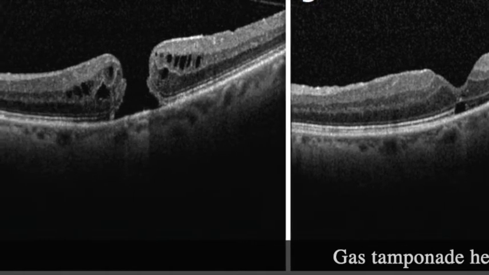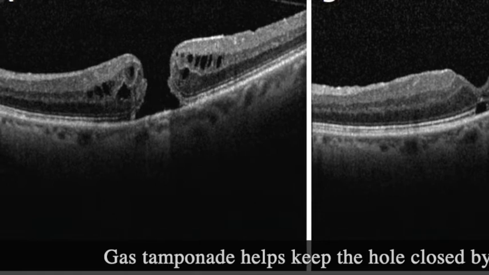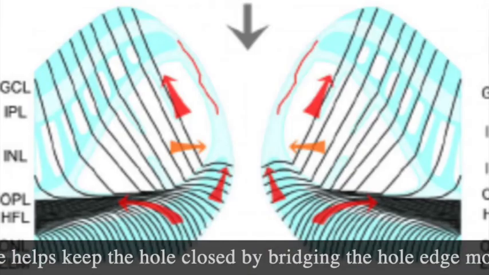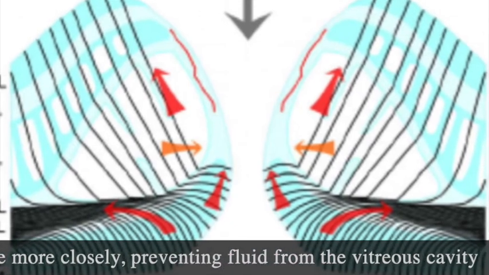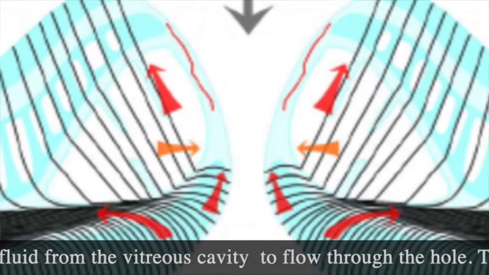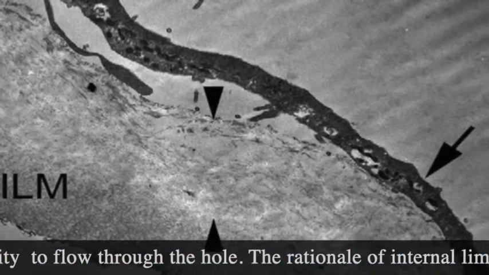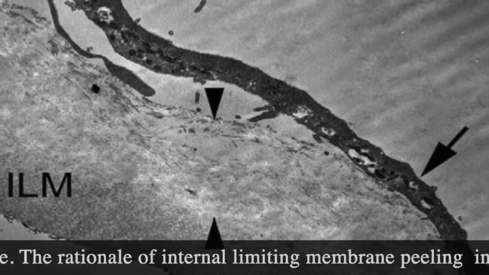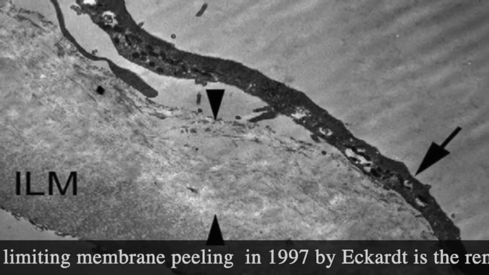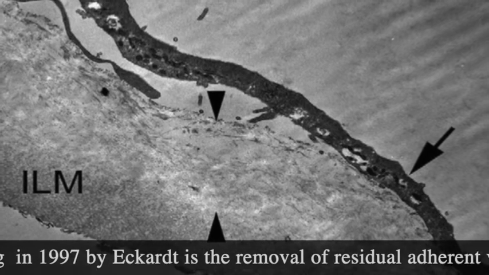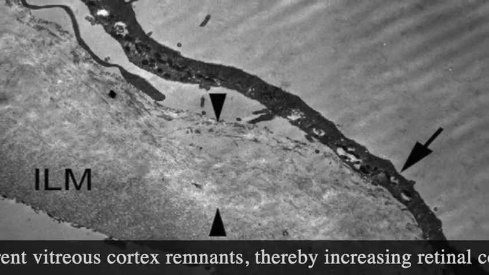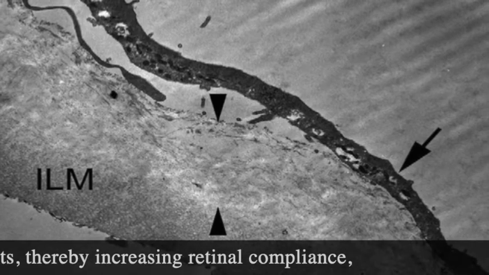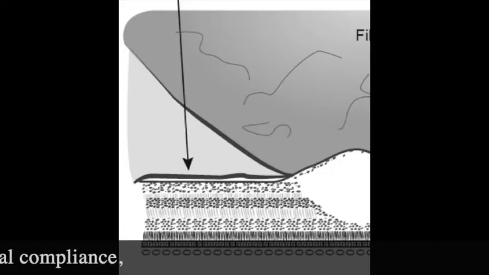Gas tamponade helps keep the hole closed by bridging the hole edge more closely, preventing fluid from the vitreous cavity to flow through the hole. The rationale of internal limiting membrane peeling, introduced in 1997 by Eckardt, is the removal of residual adherent vitreous cortex remnants, thereby increasing retinal compliance.